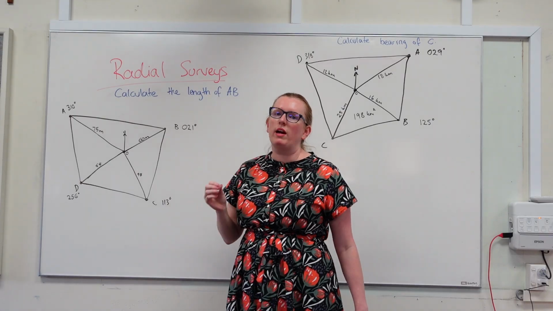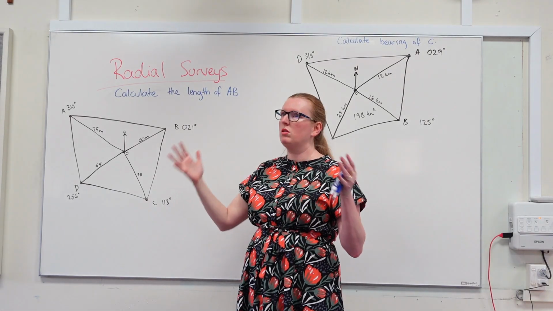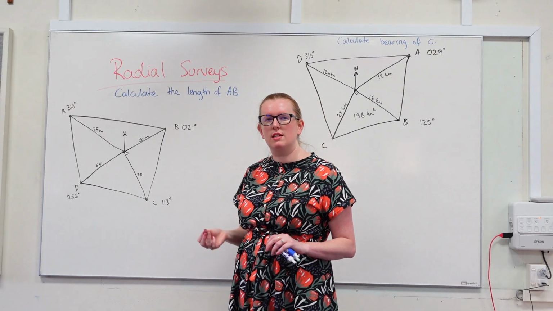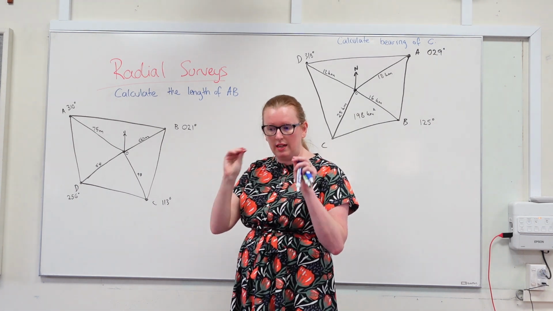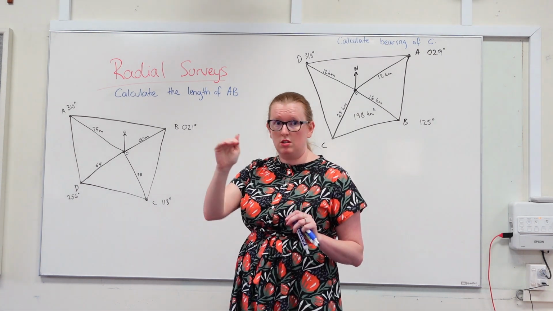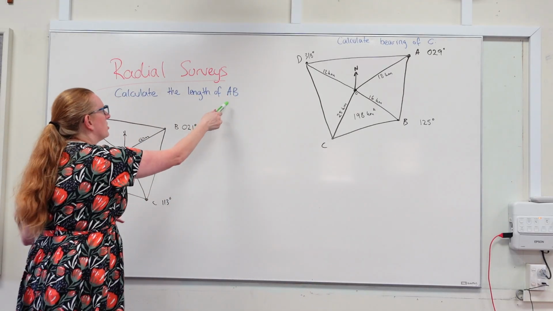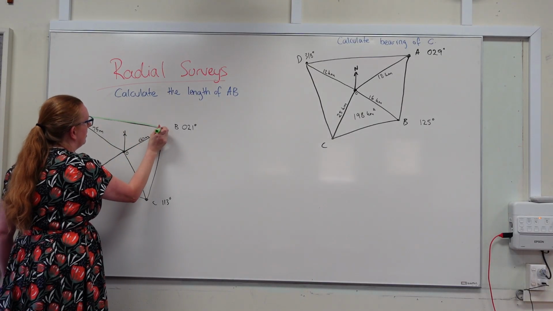Now when it comes to radial surveys, it's very easy to get thrown off by all of this overwhelming information. So I encourage you to bring a highlighter to the exam so that you can highlight only the bits that you are looking at, to help your mind focus on just the stuff that it needs to. So I'm trying to find the length of AB. So I'm trying to find this length here.